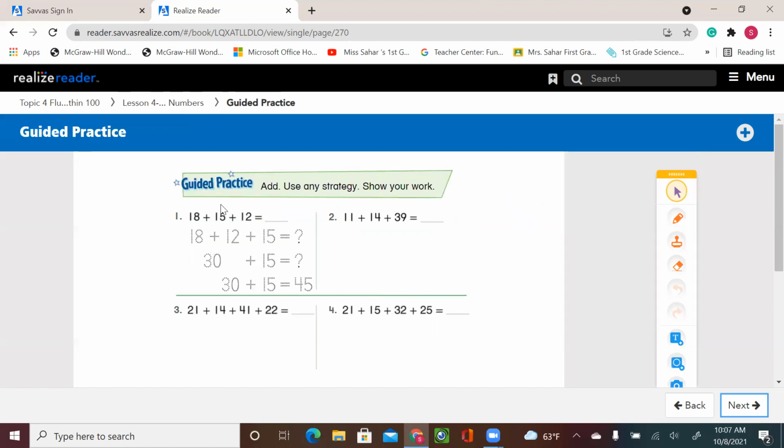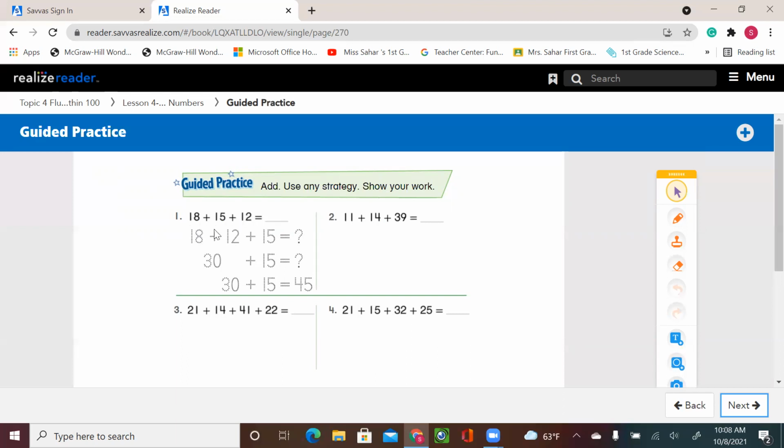Okay, let's see what we have here. Guided practice. Add, use any strategy, show your work. So 18 plus 15 plus 12. We agree that 18 and 12, I can make tens. So that's why we rearranged, because we know when you change the addend position, your sum or your answer will remain the same. So it doesn't matter which order you put your addends in.